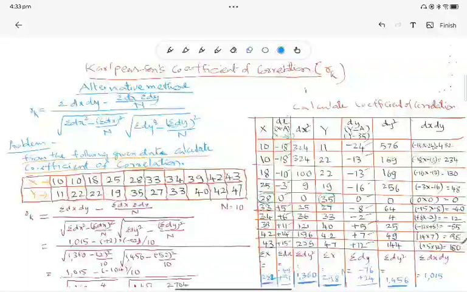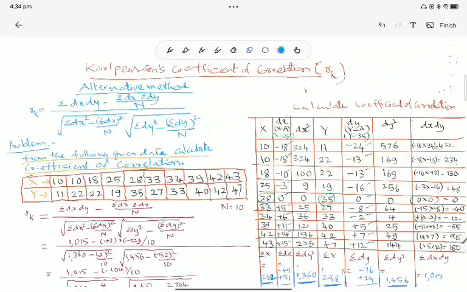Coefficient of correlation. The values are given in the X series, that is 10, 10, 18, 25, 28, 33, 34, 39, 42, 43. And Y series values 11, 22, 22, 19, 35, 27, 33, 40, 42, 47. Okay, and here you see the number of pairs.